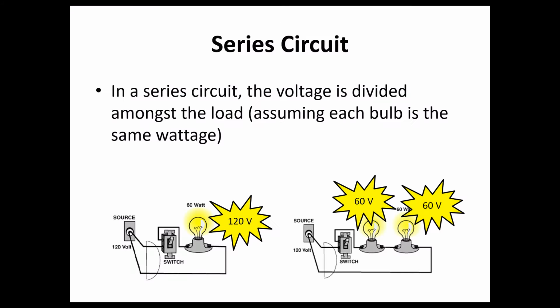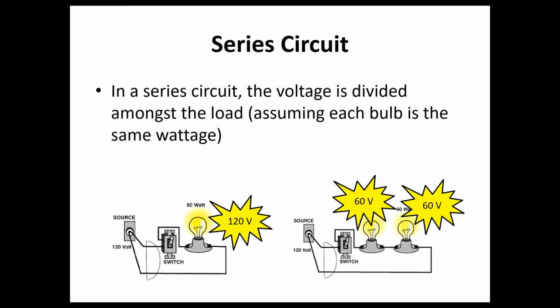Now, in a series circuit, the voltage is going to be divided amongst what we call the load. So assume here in these pictures that each light bulb is going to be considered the load, and they have the same wattage. They do not have the same voltage, though. So we can see in this first picture that our power source is 120 volts, and we have one light bulb. So what happens here is each light bulb is going to get the voltage divided. Since there's only one light bulb, it gets the full 120 volts.